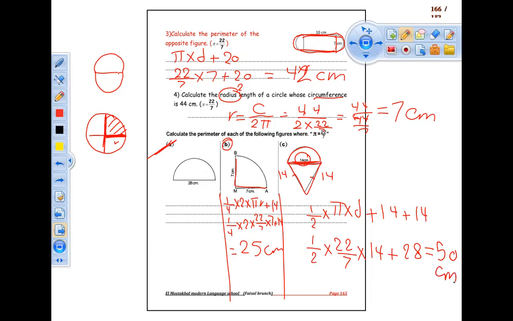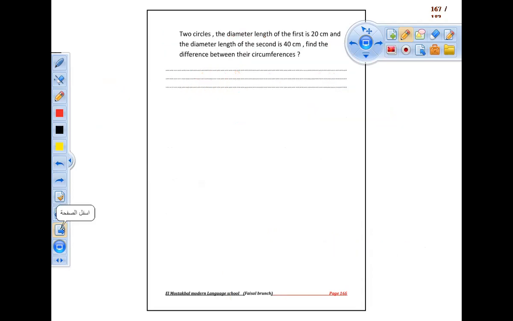Okay. The last question. Two circles, the diameter of the first is 20 centimeter. Then the diameter of the second is 40 centimeter. Find the difference between their circumferences. Here, I don't give you pi, and I say it is pi, you get the answer by referring to pi.